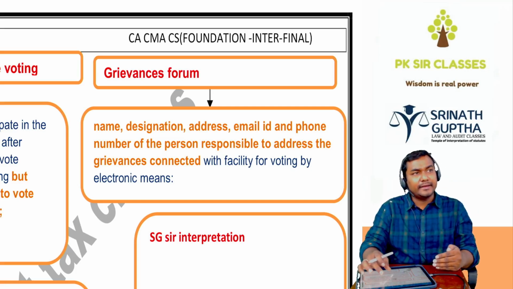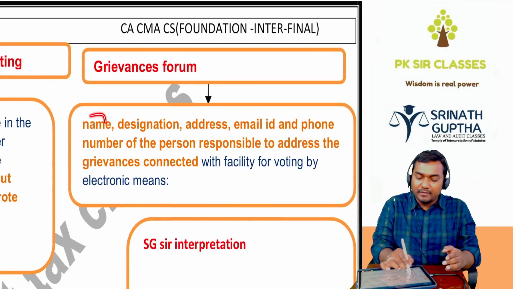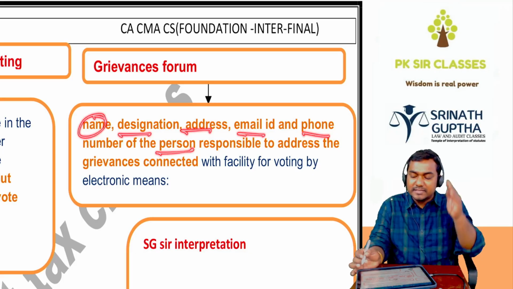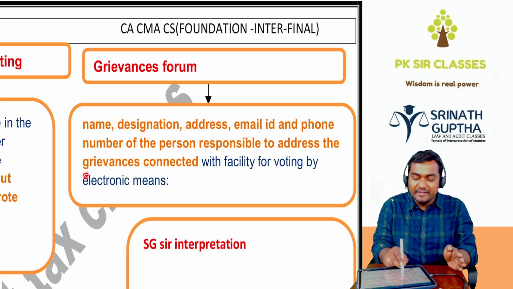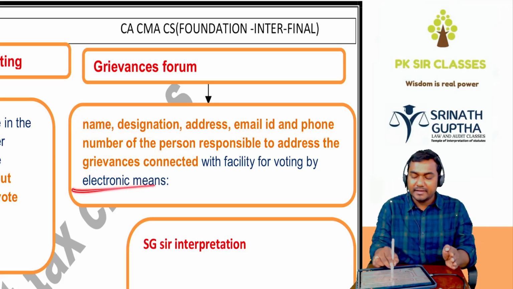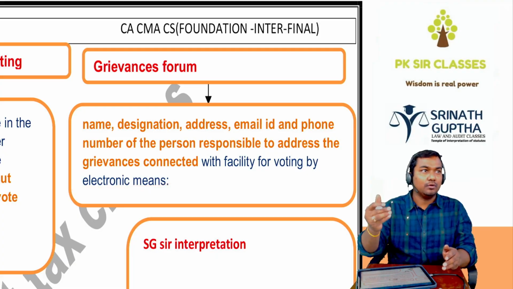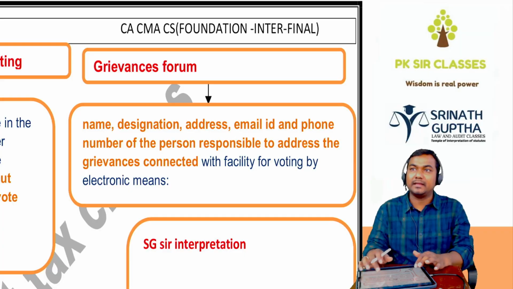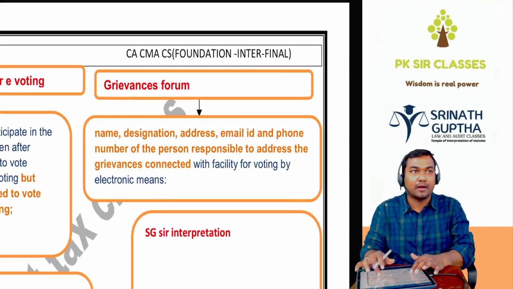So the notice of the meeting should contain the name, designation, address, email ID, and phone number of the person who is responsible to address all your grievances and problems related to e-voting. So if you're unable to log in, you can call this person or send an email to this person. He will explain how to make the email, how to vote electronically, and how to log in also.